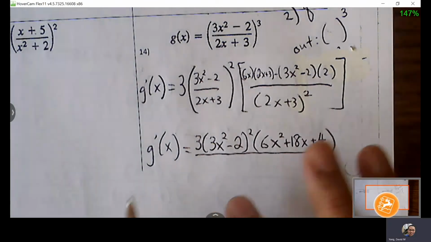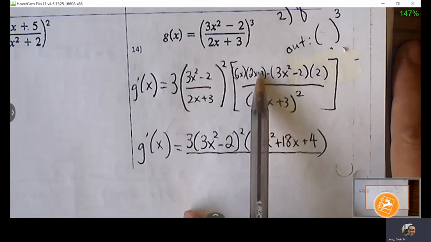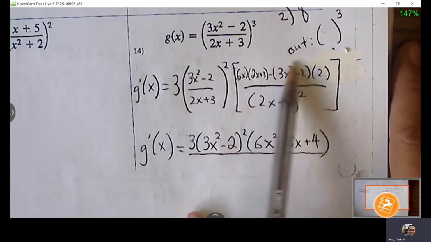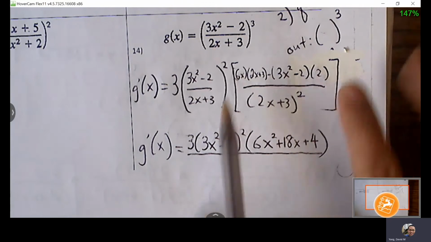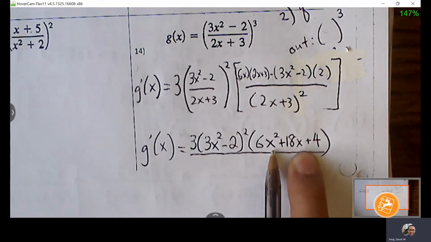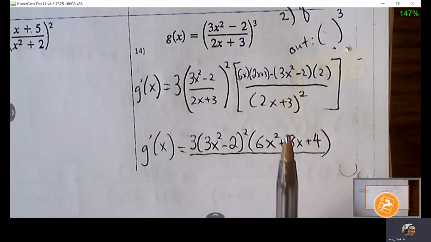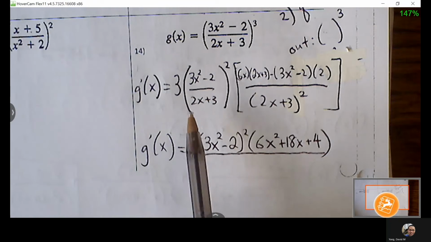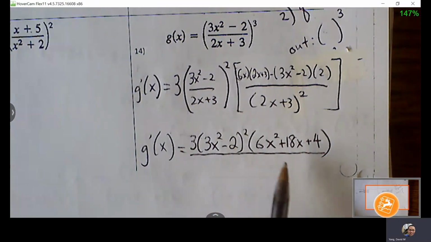Okay, I'm skipping a lot of steps here. Ultimately, I'm distributing the 6x through, cleaning all that up, distribute the negative through, distribute the 2 through, clean all that up. All that messiness is going to come out to be just this. All right, what goes in the denominator?